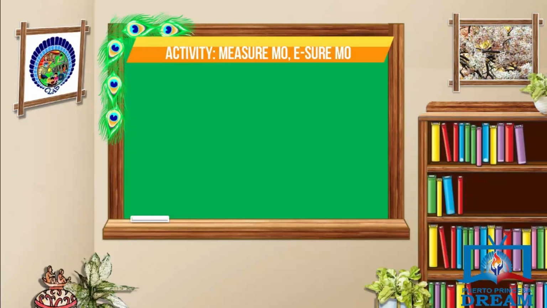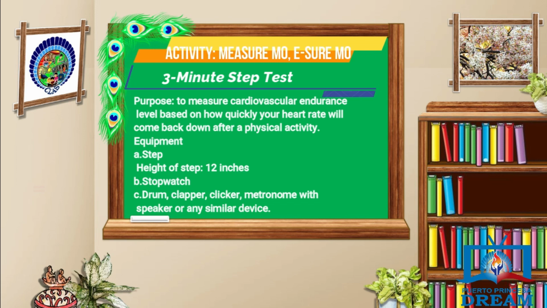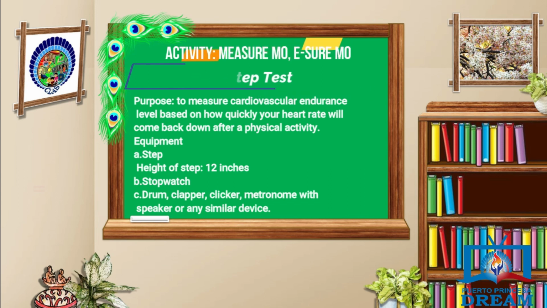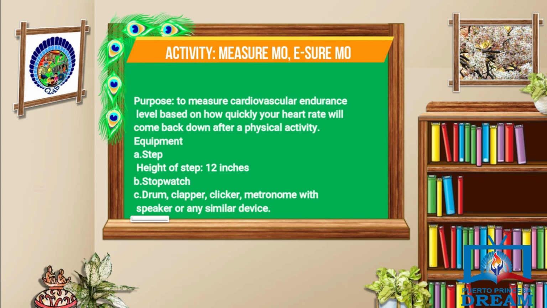The next one is the 3-minute step test. The purpose is to measure cardiovascular endurance level based on how quickly your heart rate will come back down after a physical activity. Equipment: A, step, height of step is 12 inches. Letter B, stopwatch. Letter C is drum, clapper, clicker, or any similar device.